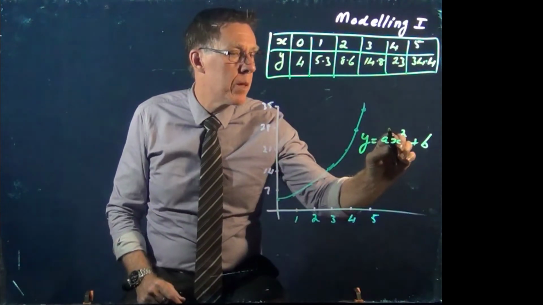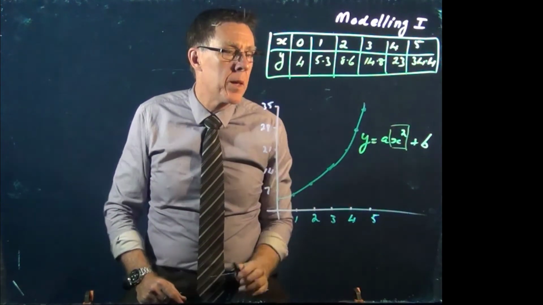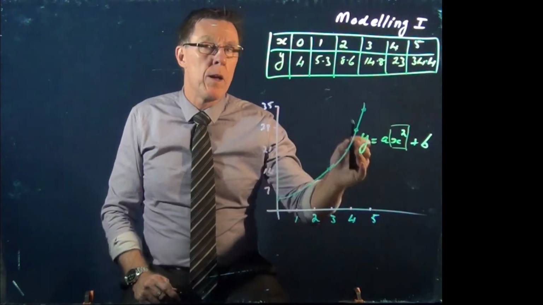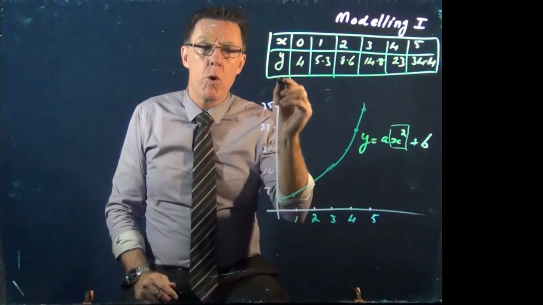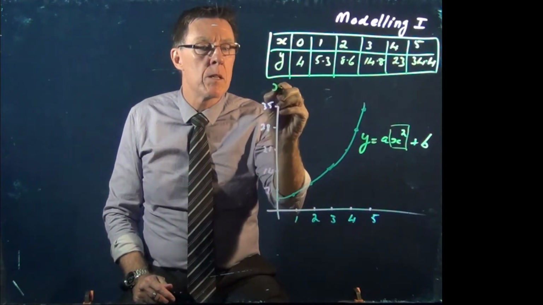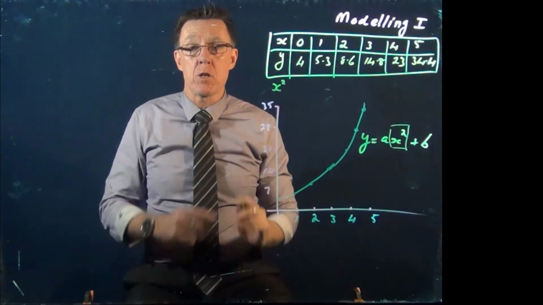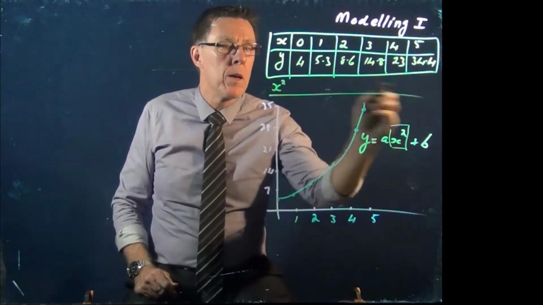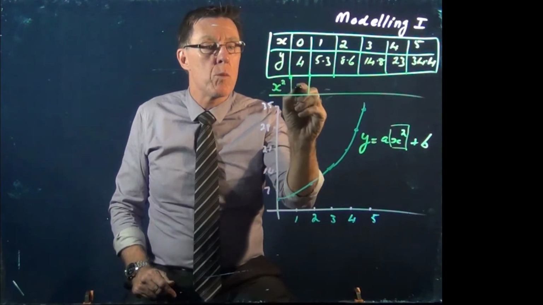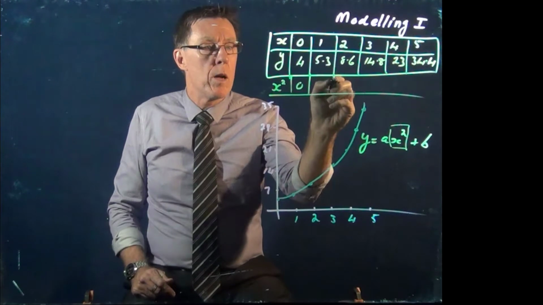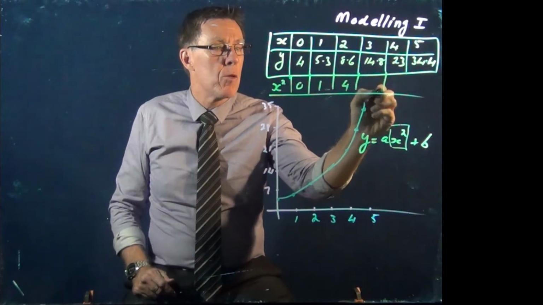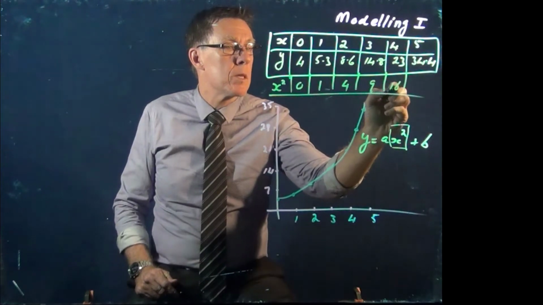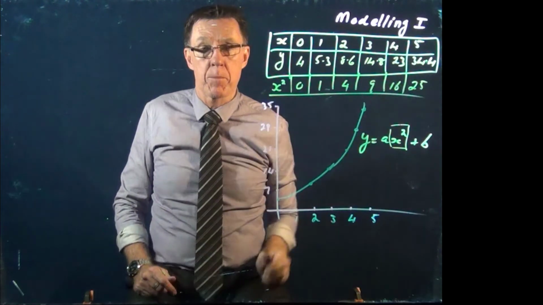Well, what we have here is a multiplied by x squared. So we all know that we take our x value and we square it. What I'm going to do is actually work out x squared's values. So at the moment x is 0, when I square it, it's 0. x is 1, when I square it, it's 1. x is 2, when I square it, it's 4. 3 squared is 9, 4 squared is 16, and 5 squared is 25.